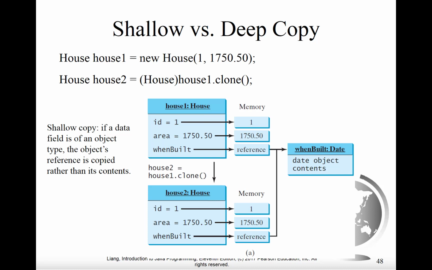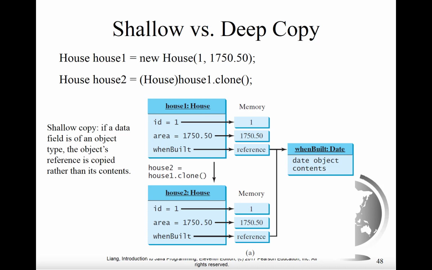Well, in the case of the ID and the area, those are both primitives. One was an integer, one was a double, and we're going to actually get copies of those in memory, in separate areas of memory. So you can see that ID is copied into memory somewhere for house, and so is the area, and so is whenBuilt for that matter. But when we clone, we get a fresh piece of memory with a fresh value for ID and a fresh value for the area. Those two primitives now have their own place to live.